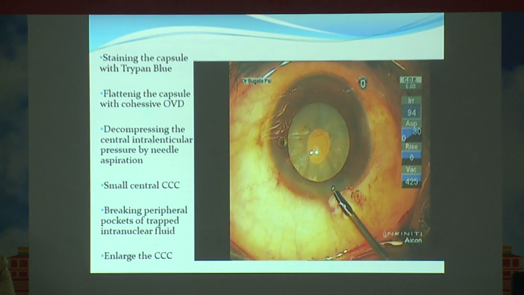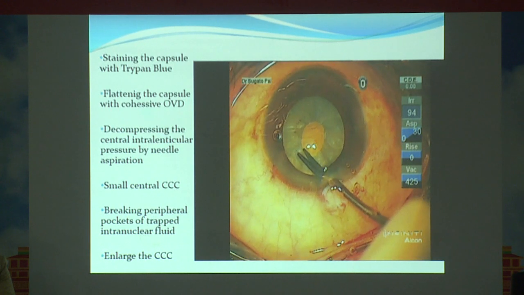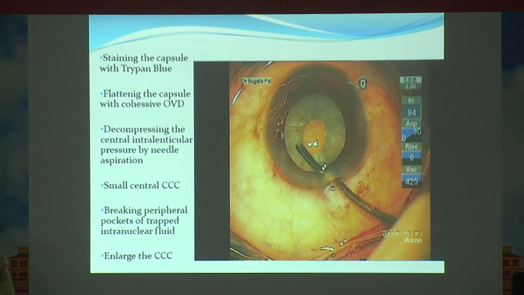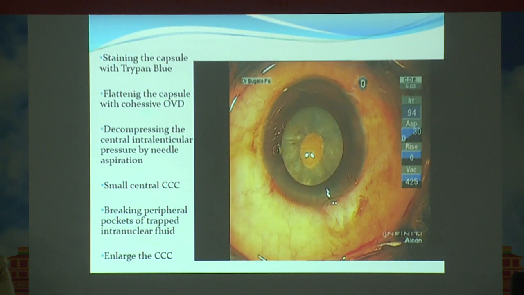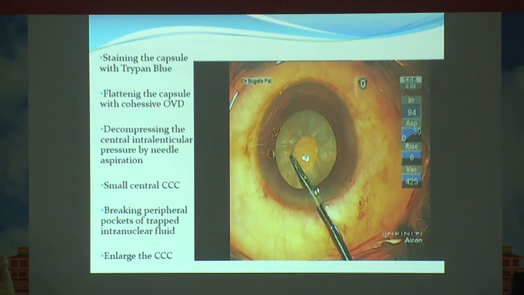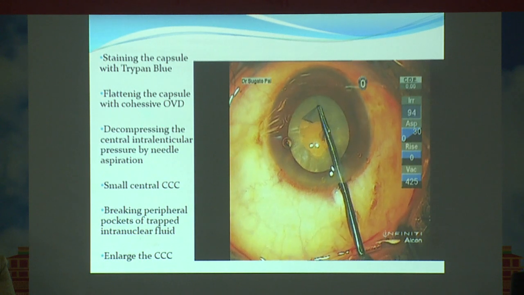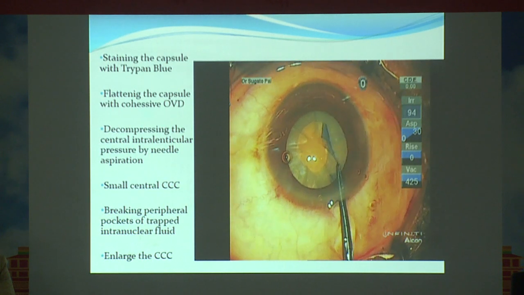Once this is broken, I go in with a Vannas scissor. I give an oblique cut. Make sure the cut is oblique and not perpendicular to the rhexis, because then again it can run out. And then I can extend the rhexis according to my choice. So this is how we prevent it.